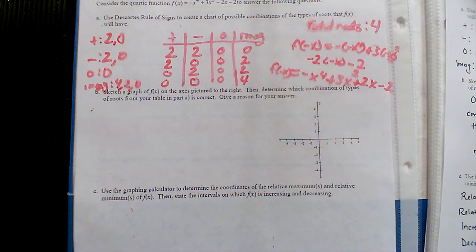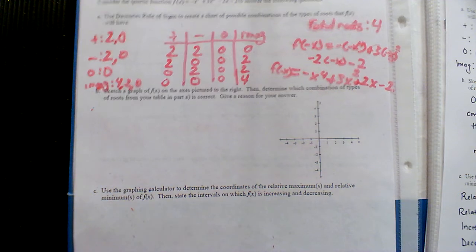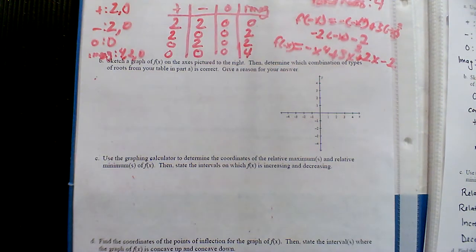Are we okay with the possibilities? Alright, next step then. So, letter B. Sketch a graph of f of x on the axes pictured to the right. Then determine which combination of types of roots from your table in part A is correct. Give a reason for your answer.